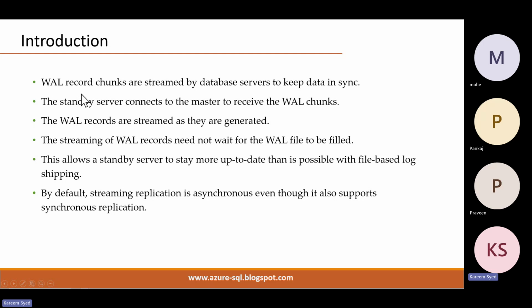Generally, we know that WAL record chunks are streamed by database servers to keep data in sync. It means the primary server will send the records from the WAL file to the secondary server continuously. Is there any time setting for sending, like a cron job, or are there parameters we can manage so it happens directly? Normally, whenever a transaction is committed, it will sync immediately.